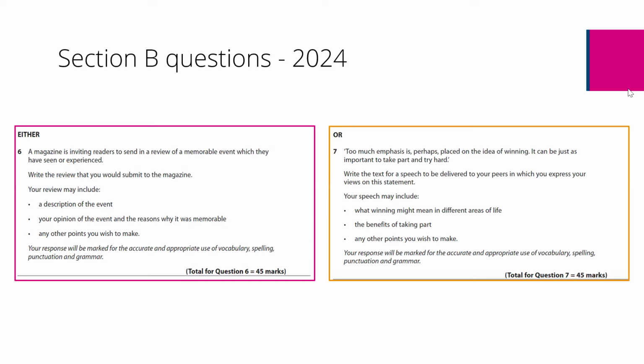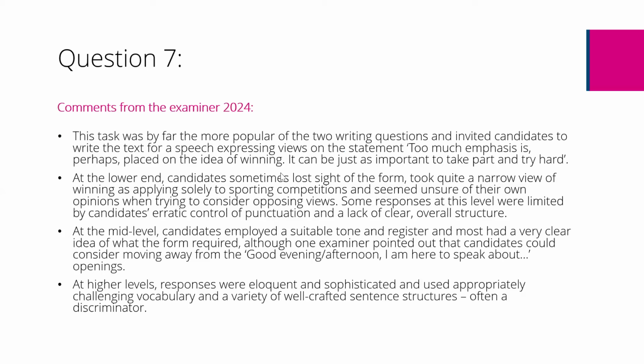And they could have chosen question 7, which is: too much emphasis is perhaps placed on the idea of winning. It can be just as important to take part and try hard. Write the text for a speech to be delivered to your peers in which you express your views on this statement. Your speech may include, and we've got that scaffold, what winning might mean in different areas of life, the benefits of taking part, and any other points you wish to make. Now, in the June 2024 series, question 7 was the most popular. So this is from page 68 of the examiner report, and that's what we're going to be looking at today.